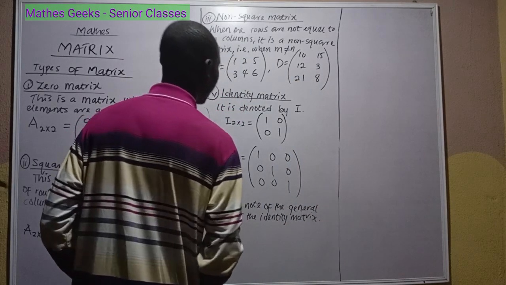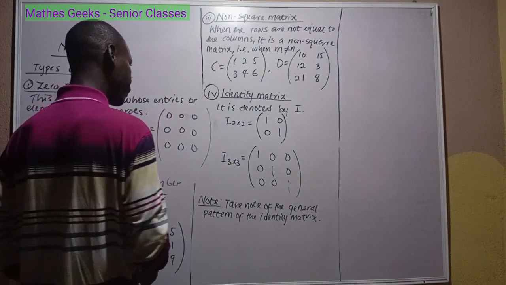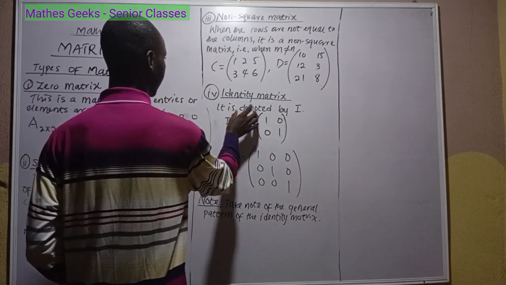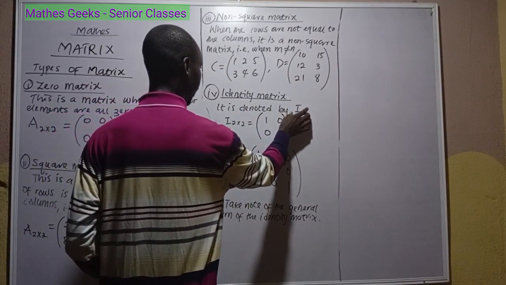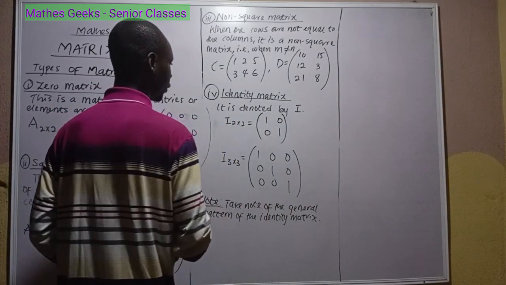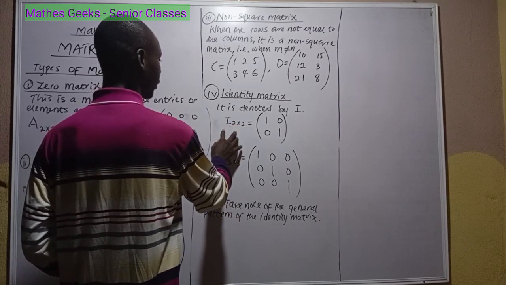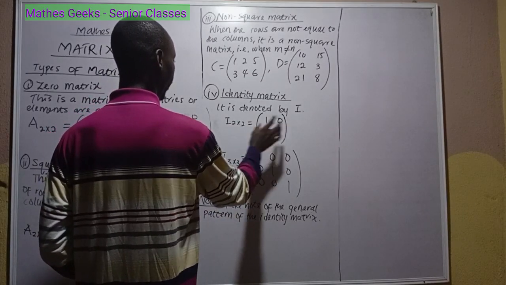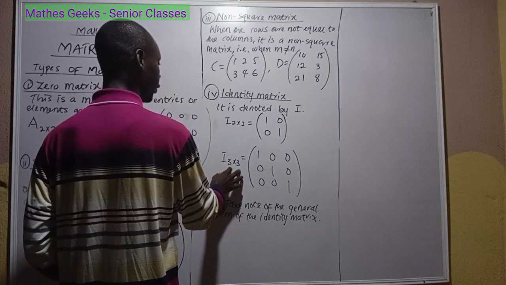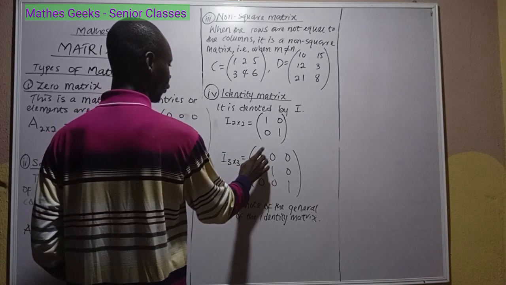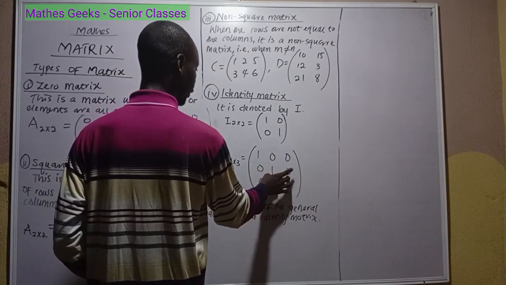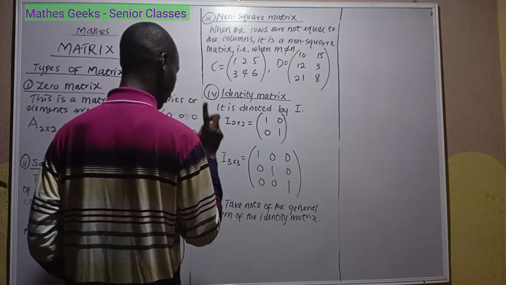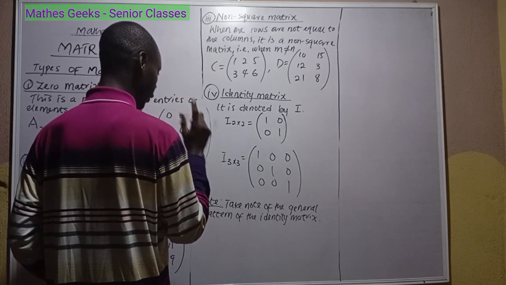And then number 4, we have the identity matrix. The identity matrix is denoted by the capital letter I. So the 2 by 2 identity matrix is equal to 1, 0, 0, 1. And the 3 by 3 identity matrix is 1, 0, 0, 0, 1, 0, 0, 0, 1. So a note that you need to take is this.